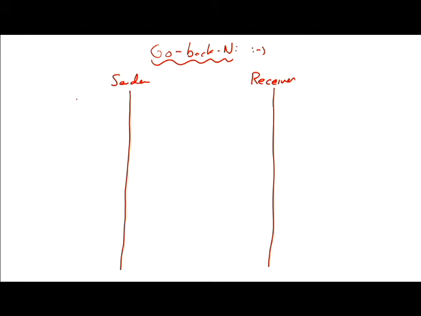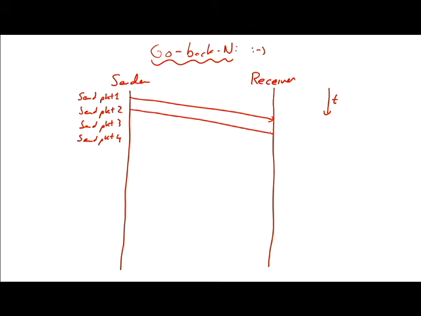And so what ends up happening is the sender says send packet 1, send packet 2, send packet 3, and send packet 4. Remember, time progresses downwards, right? So the receiver gets this, the receiver gets this. Oh, somewhere along the way, zap, packet 3 does not make it across, but the receiver gets packet 4.